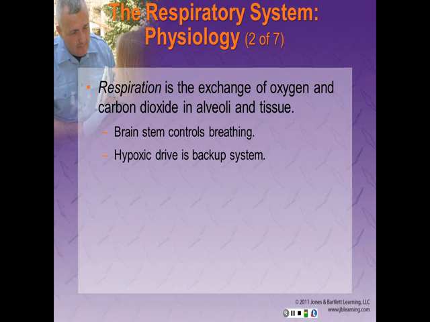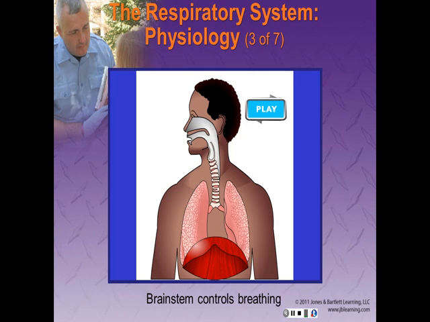The brainstem automatically controls breathing if levels of carbon dioxide or oxygen in arterial blood are too high or too low. One of the best protected parts of the nervous system, and the hypoxic drive is the backup system that controls your breathing. It is less sensitive and less powerful than the carbon dioxide sensors in the brainstem.